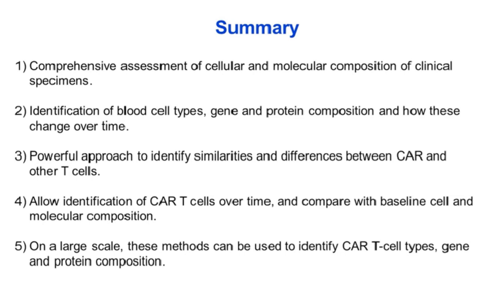And then you can identify also the evolution of those CAR T cells during therapy. For instance, you can consider scenarios where CAR T cells are lost, so they undergo exhaustion, for instance, or CAR T cells that survive and they might provide long-term remission to patients. And on a large scale, of course, these methods can be performed to identify subtypes, gene and protein composition, on a very, very large number of samples, and therefore you can look at other translational applications of this technology.